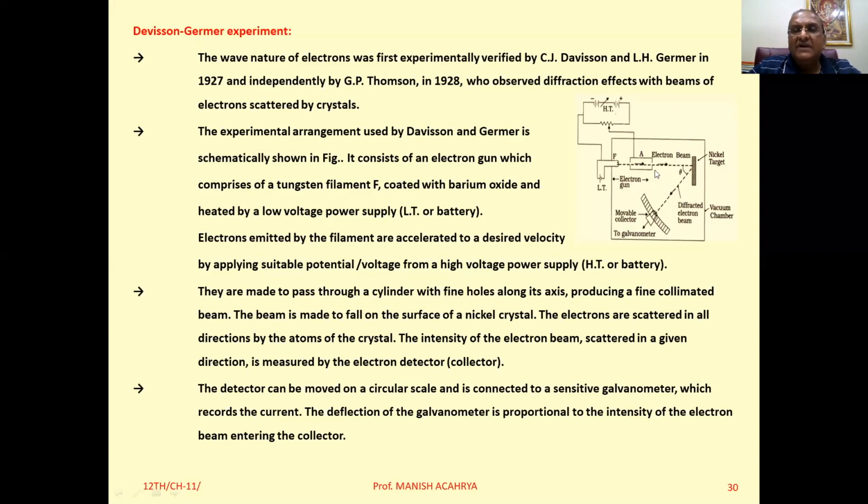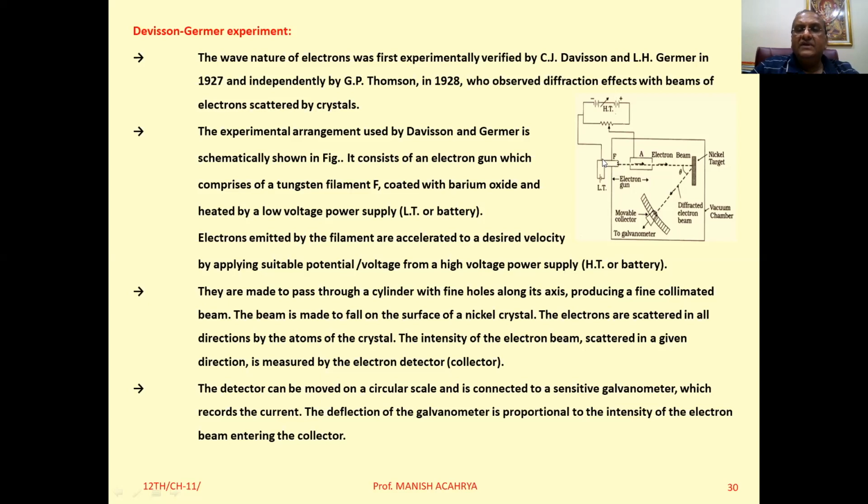This one is the experimental arrangement in which the electron gun was taken and it was connected with a low tension potential difference. With the help of this low tension potential difference, the cathode in the electron gun was heated, which emits the electrons. Here the cathode was coated with barium oxide, so it can emit the electrons at low tension.